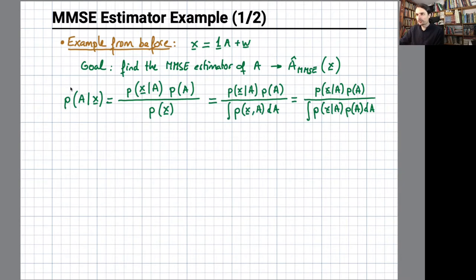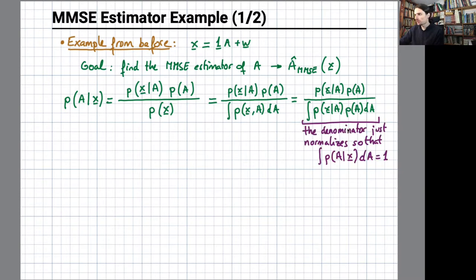Applying the definition of the conditional PDF, we can express it in this way, right? Where we actually have applied the definition twice. Note that the numerator is just the joint PDF of X and A. And now we can note that this marginal PDF is just the result of integrating the joint with respect to A, right? And one can once more apply the definition of a conditional PDF to express this integrand in this way. So what we have found here is that the denominator is just the integral of the numerator.